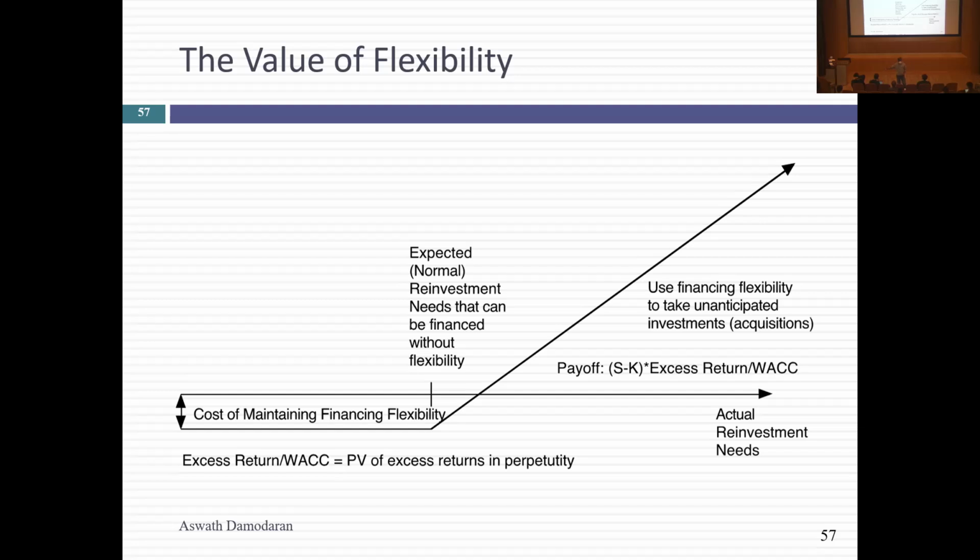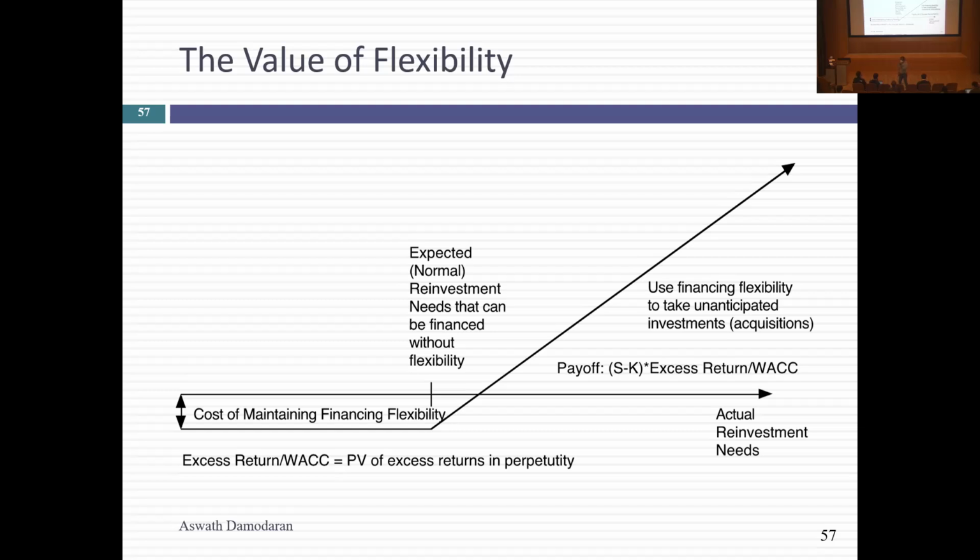Here's where your excess debt capacity helps. Because you have excess debt capacity, what can you do? You can go borrow money because you have the excess debt capacity and take this great project that's now 15 or 20% of value. Now, what do you gain by taking the project? The net present value of that project.